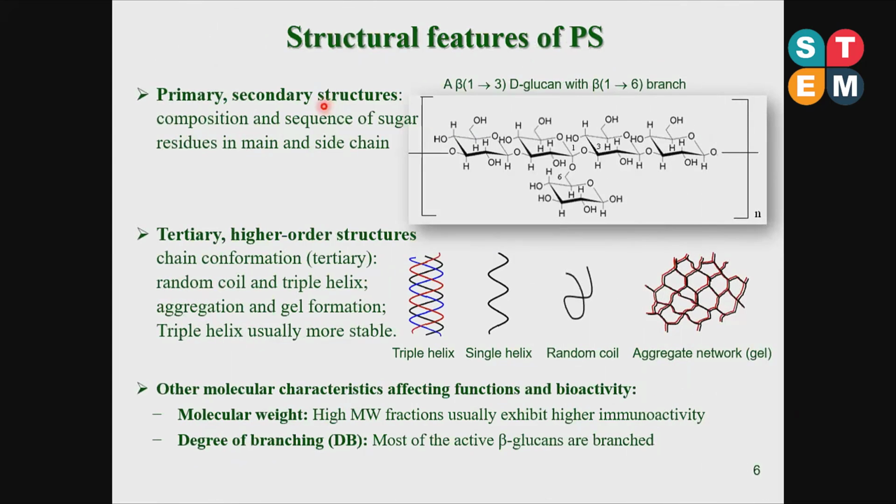So then the structure features. Polysaccharides, as biomacromolecules, have several orders of structure: primary and secondary structures, and also higher order structures, tertiary, such as the random coil and triple helix conformation. Also, mainly in water, they form aggregates and gels.